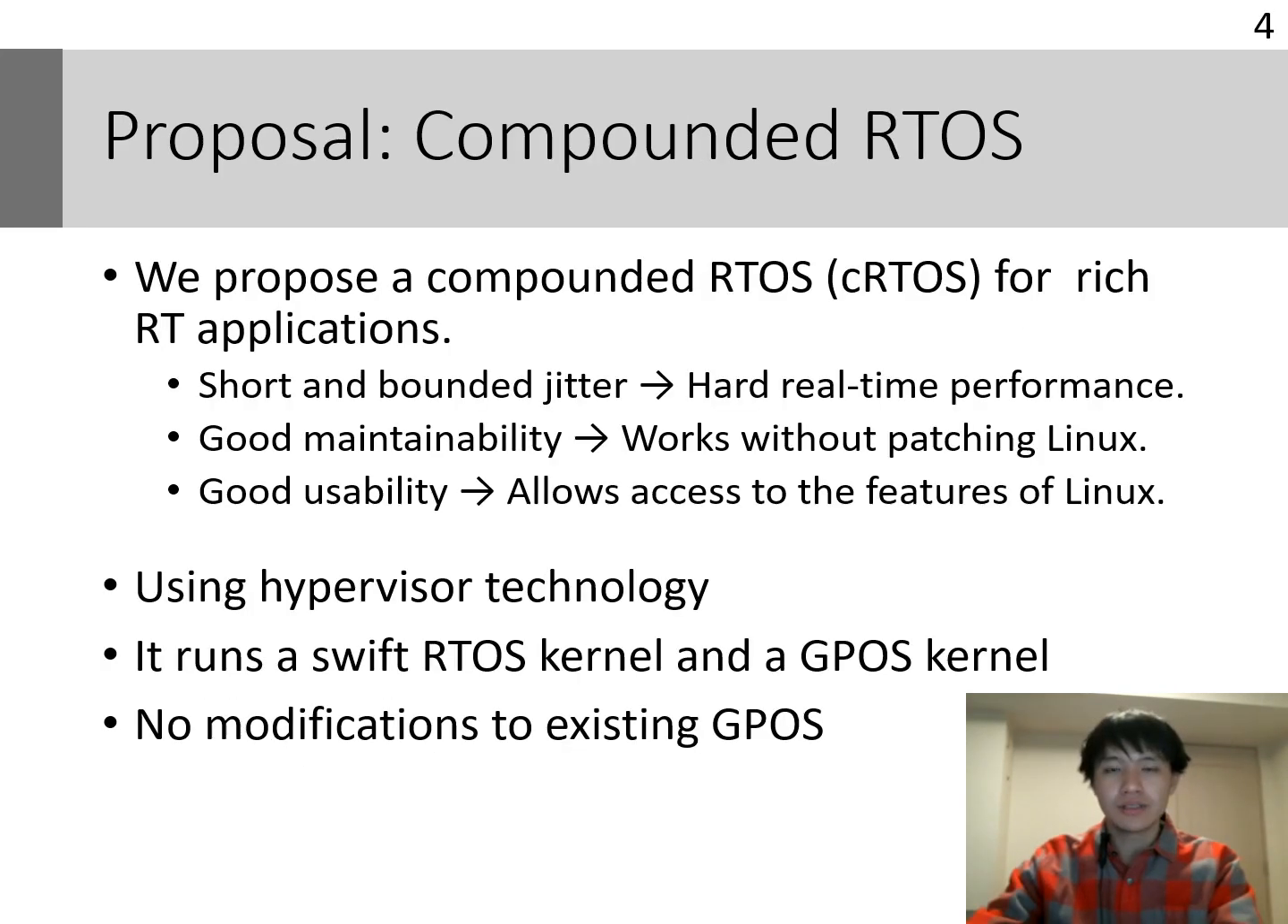To counter these weaknesses in existing solutions, we propose a new real-time operating system design. It's a compound RTOS supporting the concept of rich real-time application, which I will introduce later. It has hard real-time performance by having a short bounded jitter, and it works without patching the general-purpose operating system to achieve good maintainability. It allows access to the features of the general-purpose operating system, presenting good usability. We use a hypervisor to run two different kernels, a traditional RTOS kernel and a general-purpose operating system kernel. We do not modify the kernel of the general-purpose operating system, making this compound RTOS easy to evolve with the original general-purpose operating system.